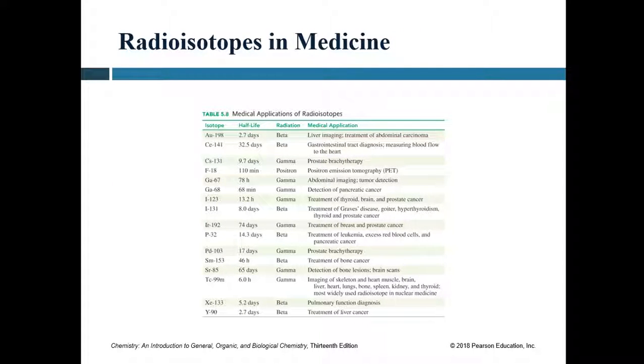So if you look here at table 5.8, medical applications of our radioisotopes, you will notice all these different radioisotopes that are used for something like pancreatic cancer, whether it's your PET scan, whether it's treatment of bone cancer, abdominal imaging, liver cancer, pulmonary function diagnosis. Anyway, we're going to look at some of these.